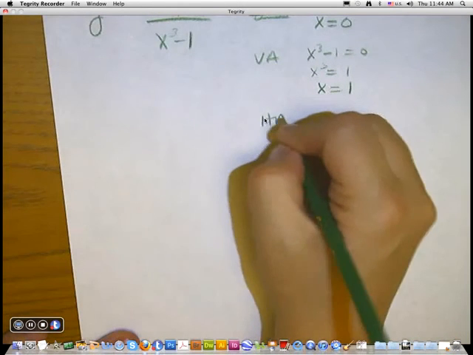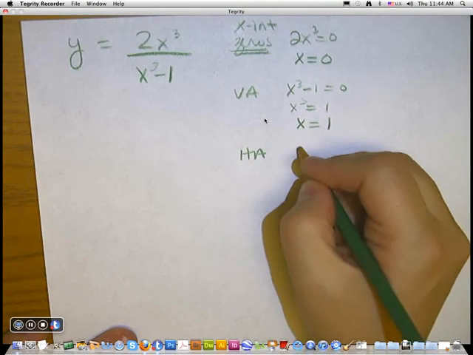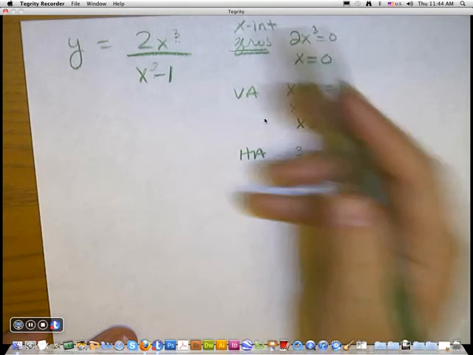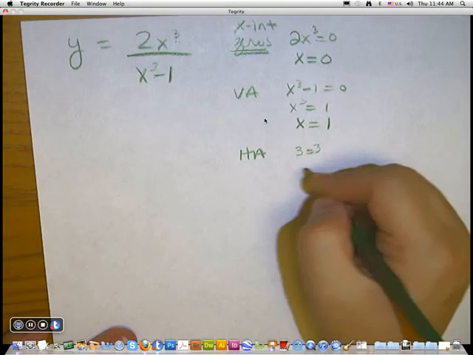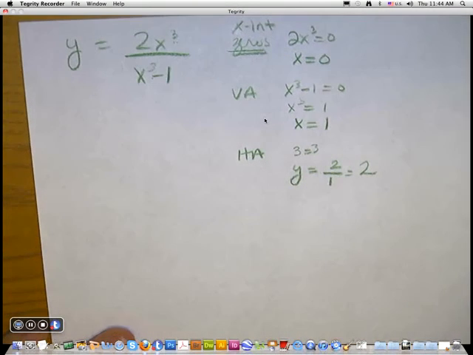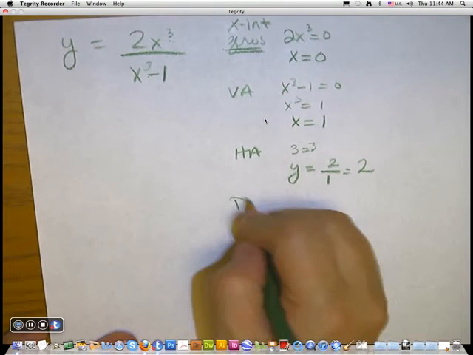The horizontal asymptote is based on the degree. The degree of the numerator is 3. The degree of the denominator is 3. They are equal. Therefore, it's the leading coefficient over the leading coefficient. y is 2. Now in this case, I do know my domain.